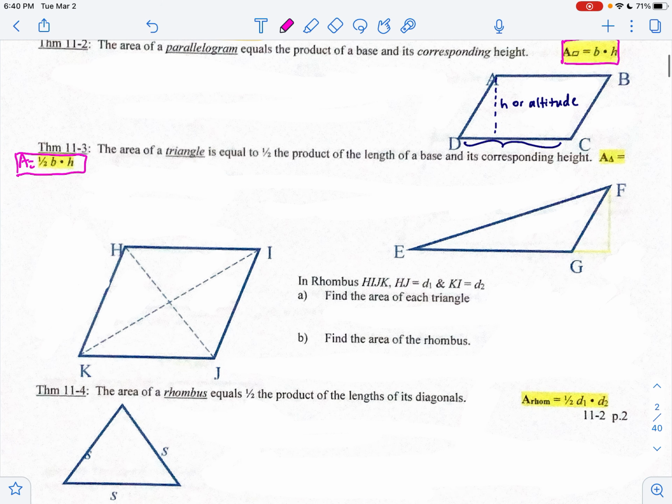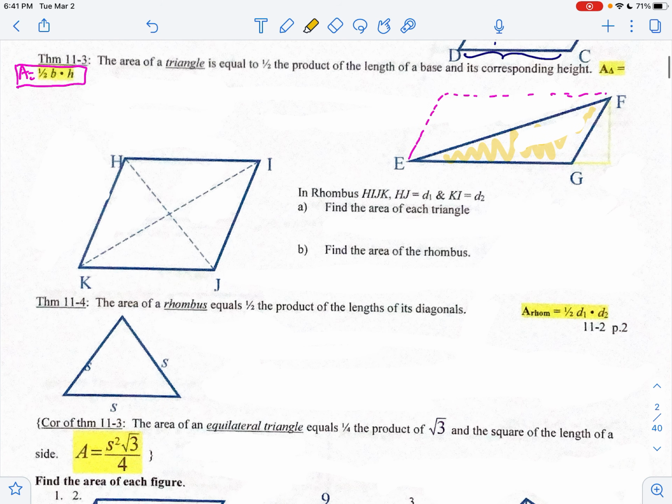And that comes from the fact that, let's say you're looking at that triangle over on the right, FEG. If I were to build a parallelogram around it, if I create a triangle on top that is congruent to the triangle FEG, then what I've done is I've built a parallelogram. And so this triangle is exactly half of a parallelogram. Therefore, 1/2 base times height is where the formula comes from for a triangle.